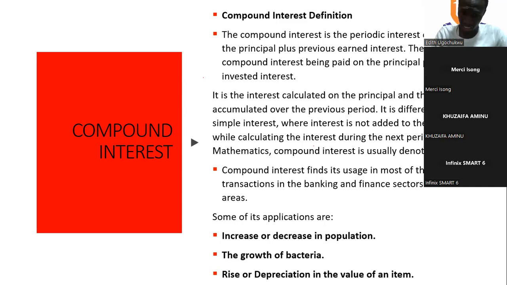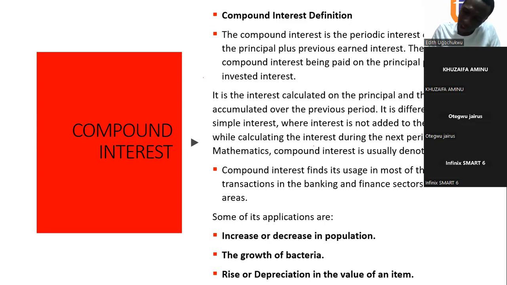Now, take for instance, your principal is 2,000. Please take note of that in your notes. Your principal is 2,000, your rate is 20%, and your time is 2 years. Now, we want to calculate this based on compound interest.